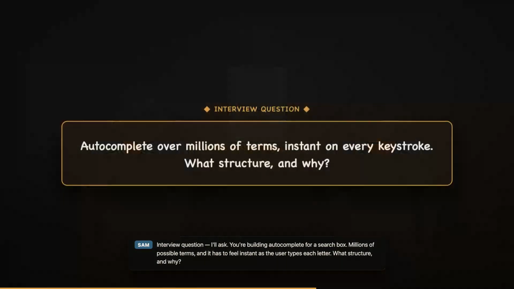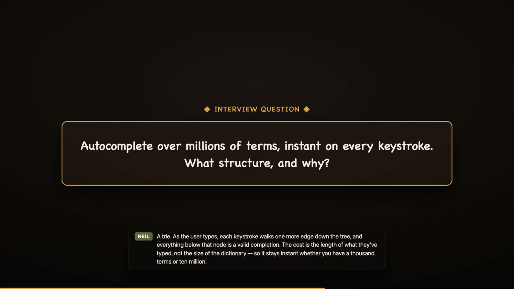Interview question. I'll ask. You're building autocomplete for a search box, millions of possible terms, and it has to feel instant as the user types each letter. What structure, and why? A trie. As the user types, each keystroke walks one more edge down the tree, and everything below that node is a valid completion. The cost is the length of what they've typed, not the size of the dictionary, so it stays instant whether you have 1,000 terms or 10 million.